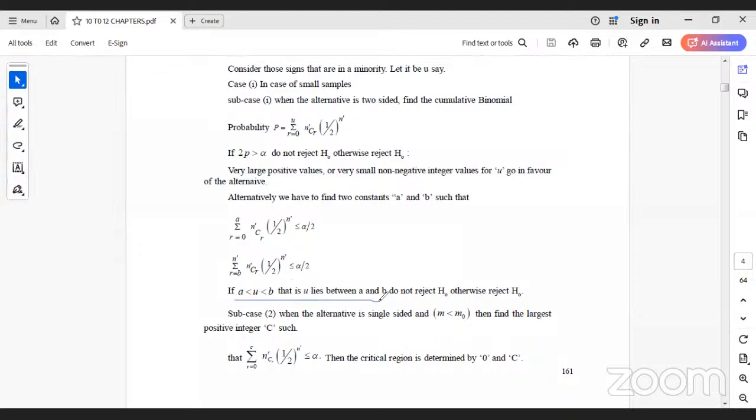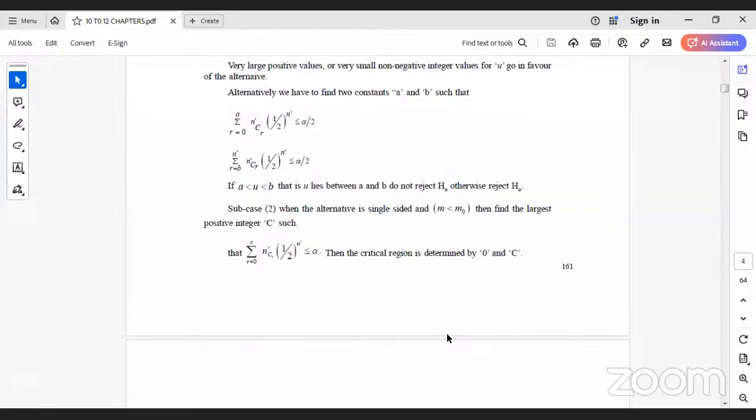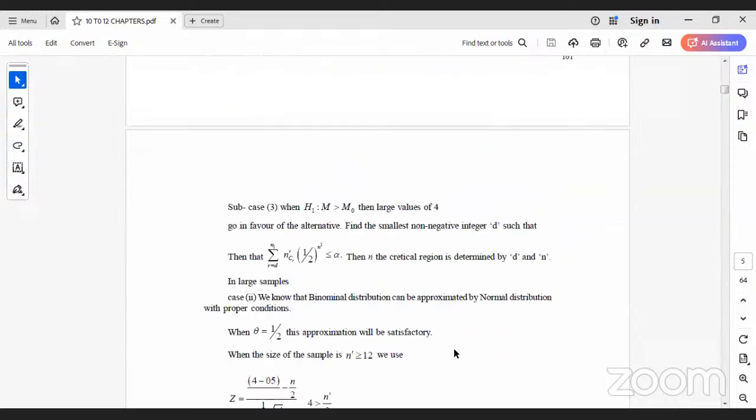If u lies between a and b, we do not reject H0, otherwise we reject H0. Subcase 2, the alternative m1 less than m0: find the largest integer c such that summation of r equal to 0 to c n' Cr (1/2)^n' is less than or equal to alpha, then the critical region is determined by 0 and c.